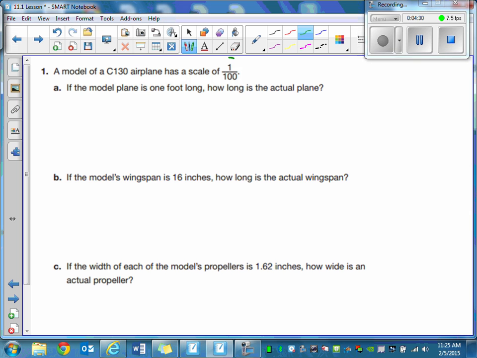You'll always get a scale factor. Either it'll say the scale, or on a map it might call it the key. Okay, so we have a model of a C-130 airplane, and it has a scale of 1 to 100. So for every 1 unit on the model, that's 100 units on the real plane. So if the model plane is 1 foot long, how long is the actual plane?